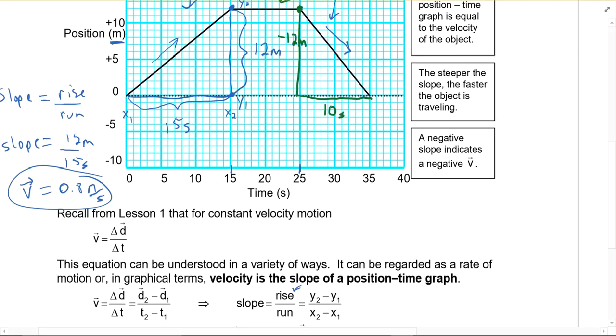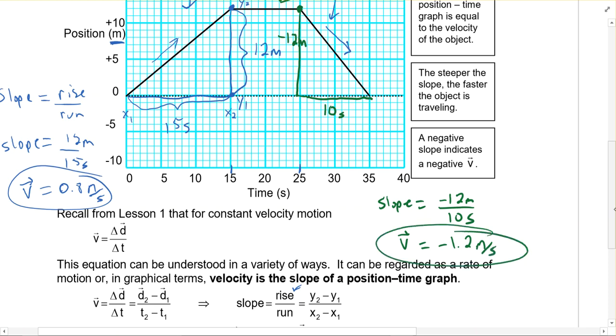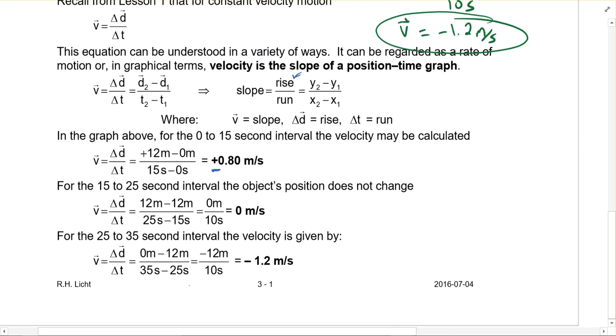So if we write this over here, we got slope is going to be equal to rise over run. So rise is negative 12, and that matters, meters, over 10 seconds. So my slope here, or my velocity, is going to be equal to negative 1.2 meters per second. And I've also done that down here. So whatever works best for you, you can kind of see what I've done there too.